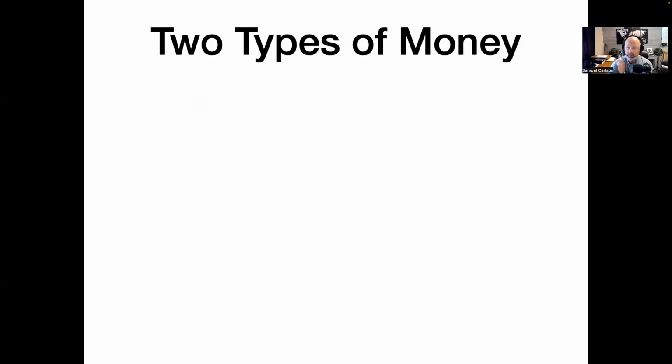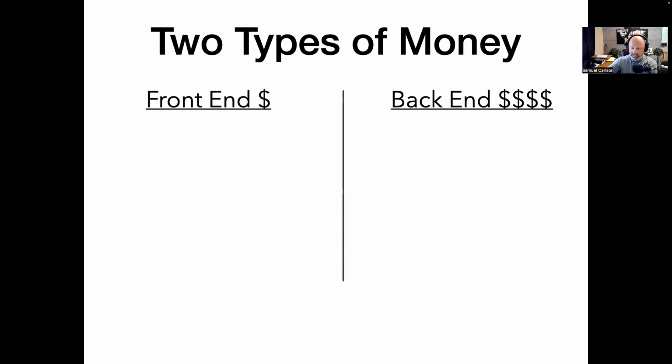Here's the principle. There are two types of money in your business. There is what's called front end money and back end money. Let's go through each. So front end money first. What is front end money? Front end money is very simple. It's basically the money that you're making on your first visit. You're making your exam fees, anything you do diagnostically, treatment, whether you're taking insurance or cash, whatever it is. These are the fees that you're making on that first visit.